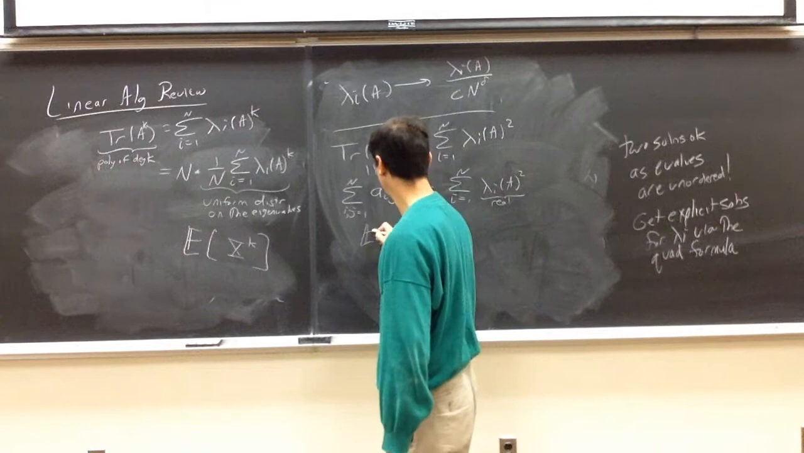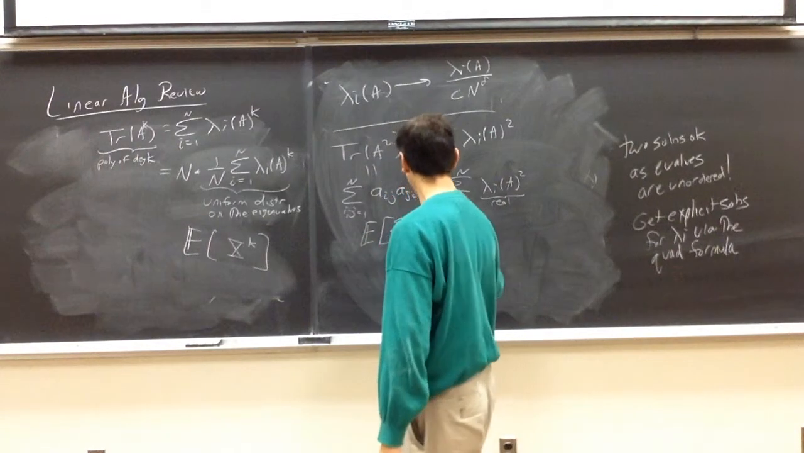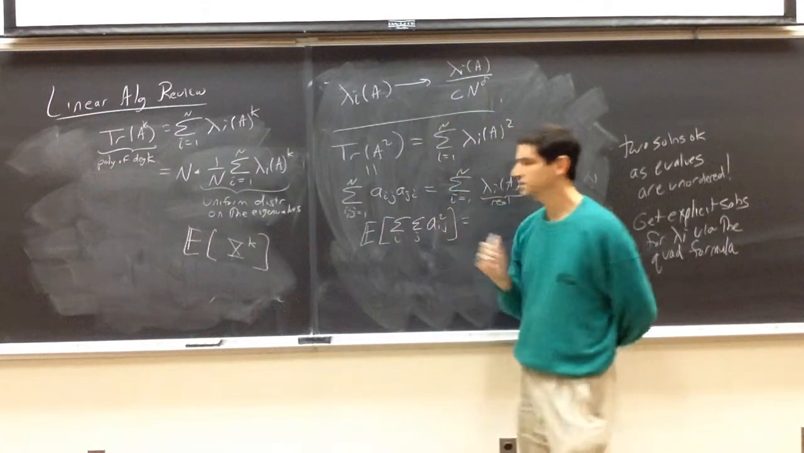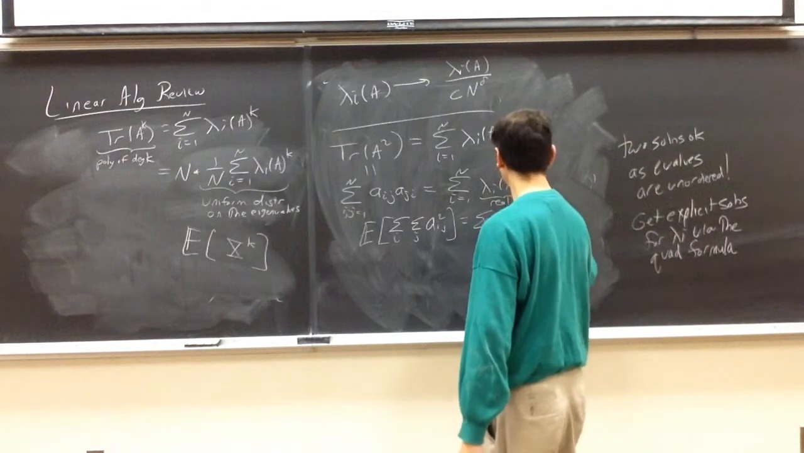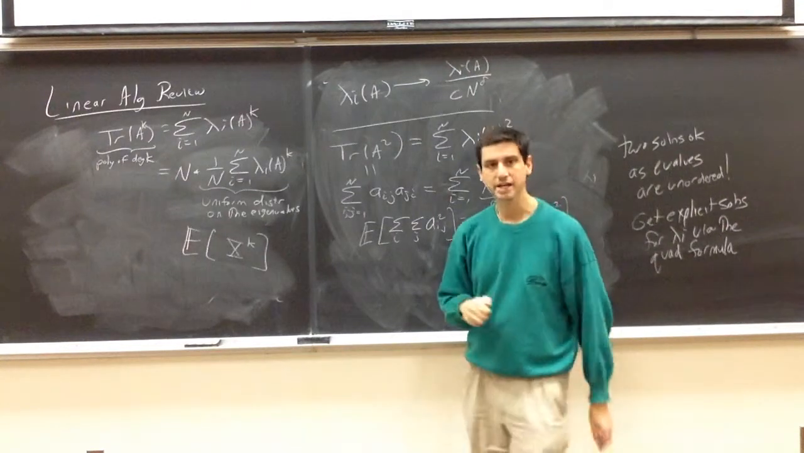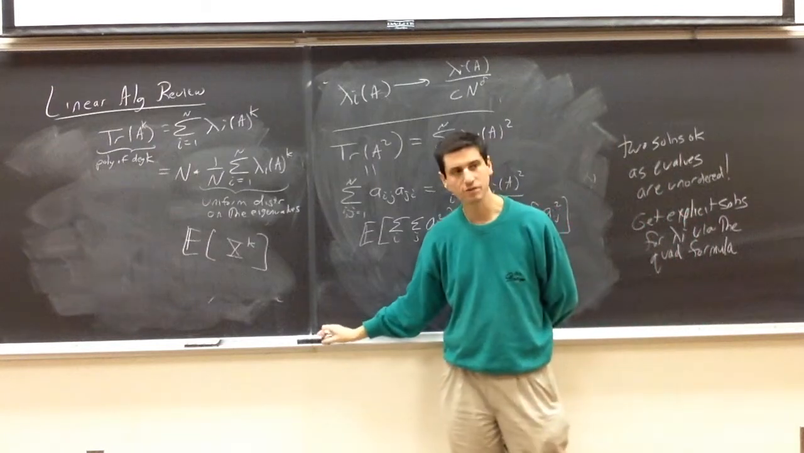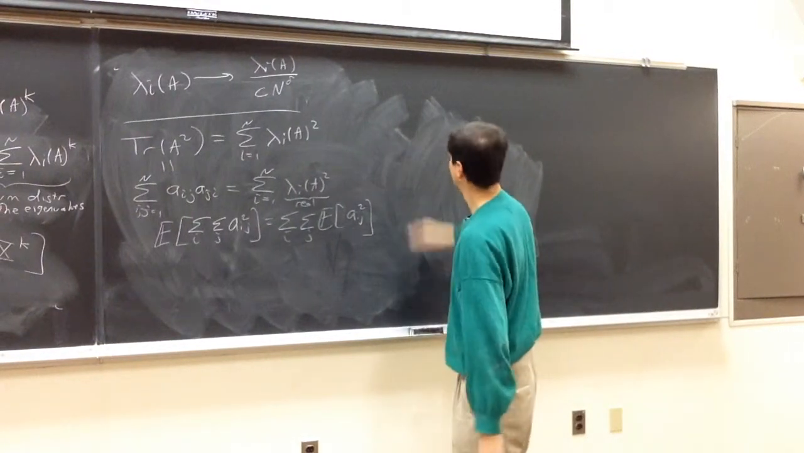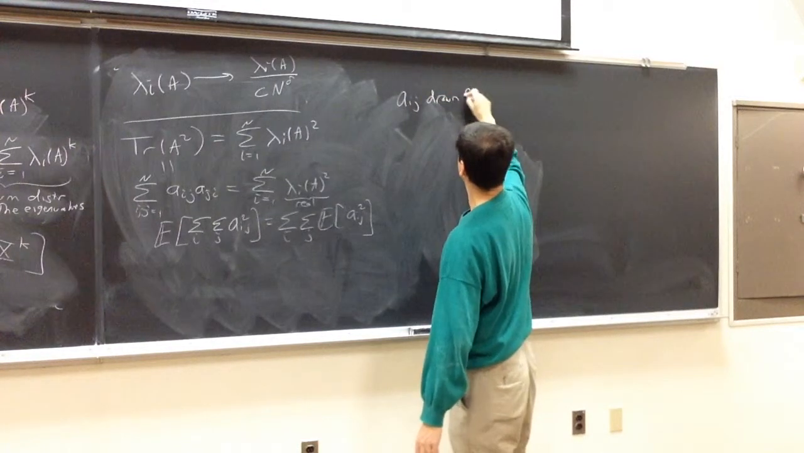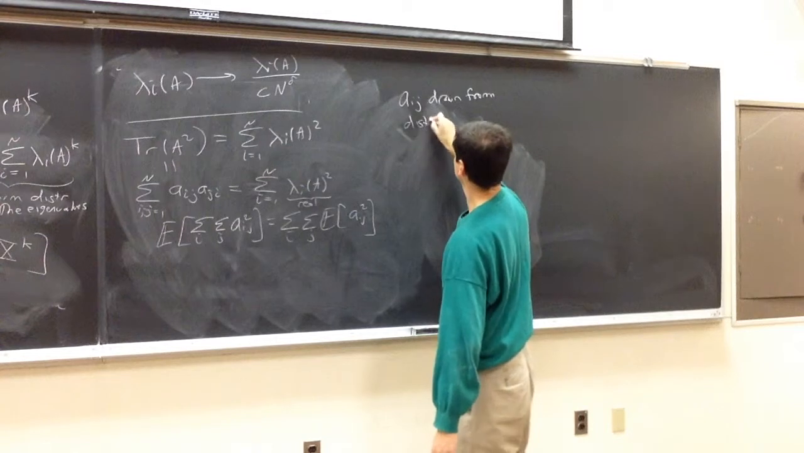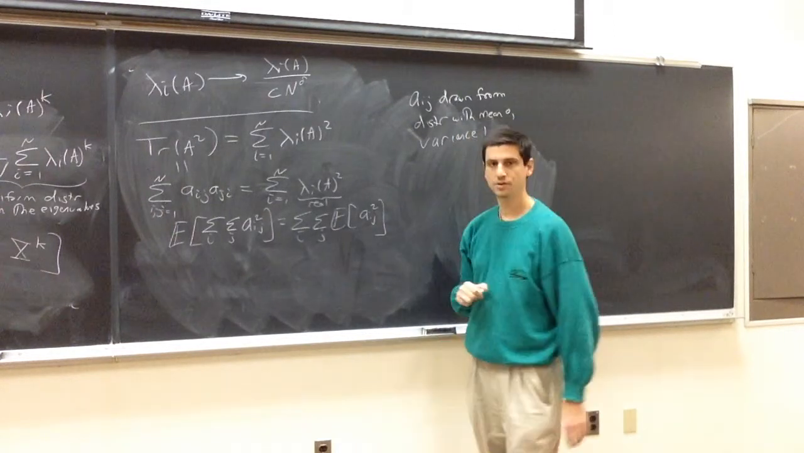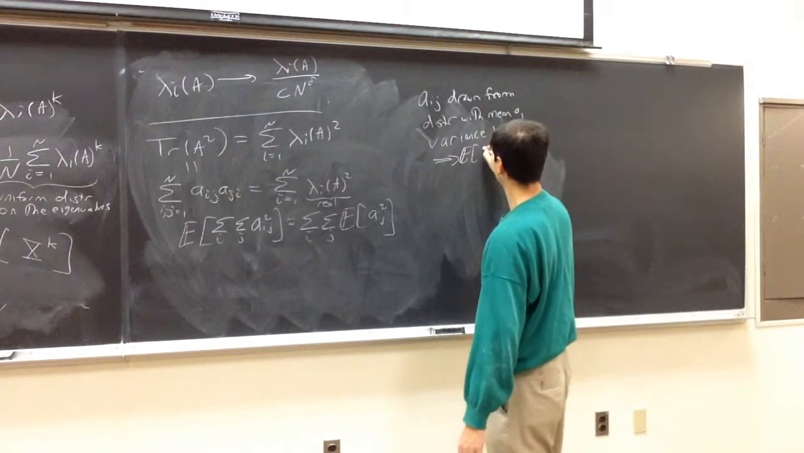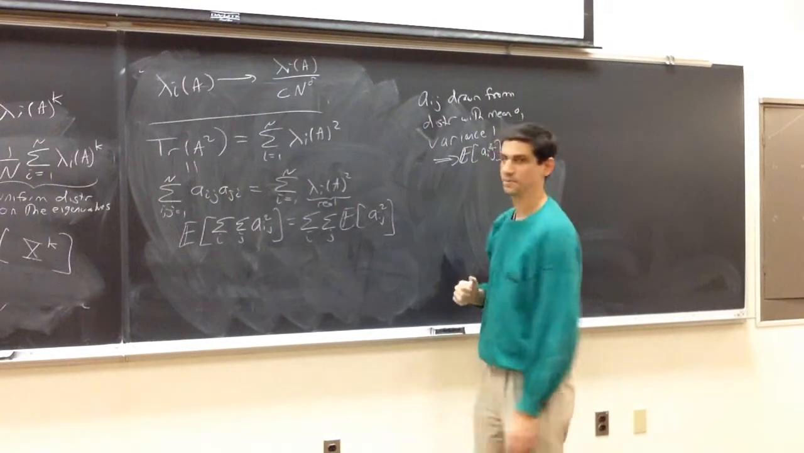So if we look at the expected value of the sum over i, the sum over j, a_ij squared, what's the expected value of a sum? Sum of the expected values. This is the linearity. It's the sum over i, sum over j, of the expected value of a_ij squared. Typically, we choose our random matrix elements a_ij from a probability distribution of mean 0, variance 1. Well, that means the expected value of a_ij squared is 1.